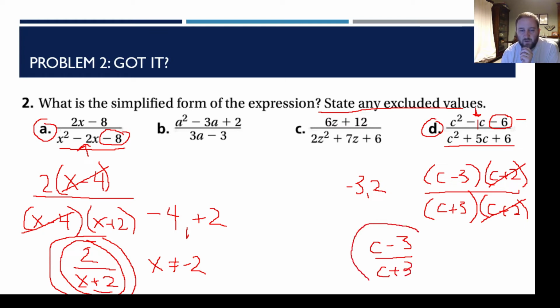Well, what would our excluded values be then? We've got one excluded value. It's the thing that makes the bottom equal to 0. c cannot equal negative 3. We've got one excluded value, that's negative 3.